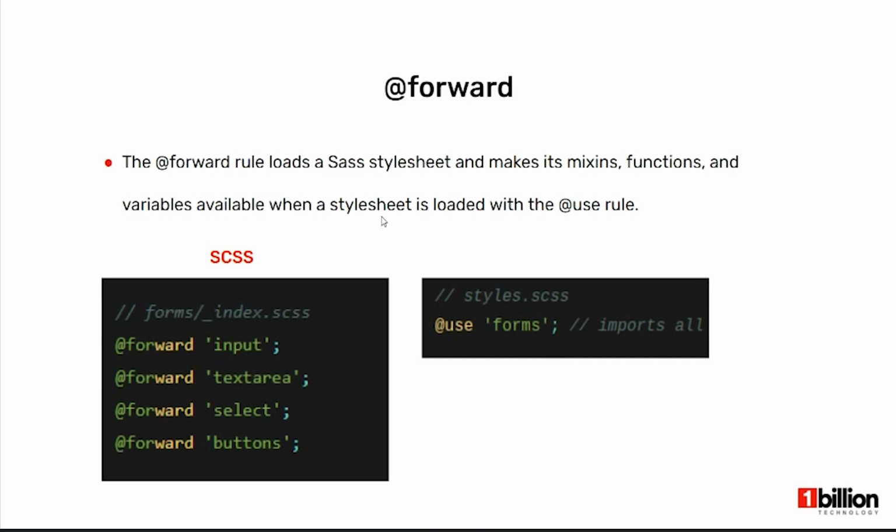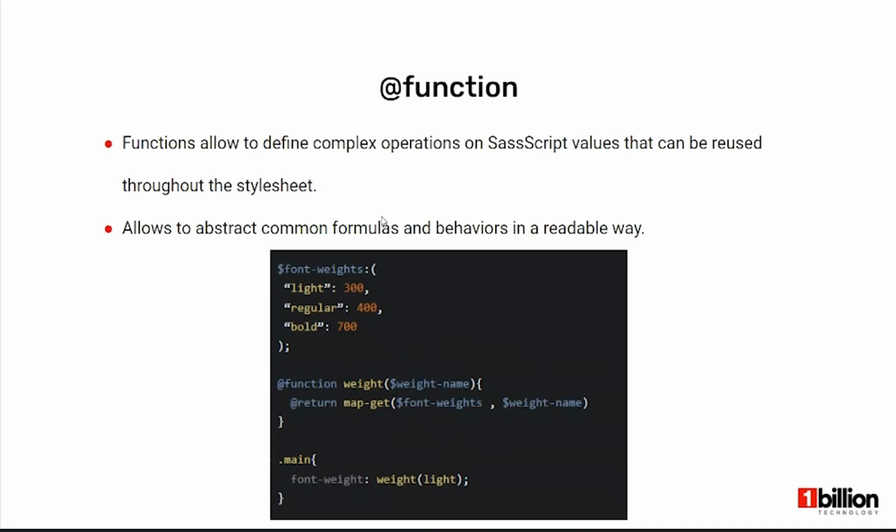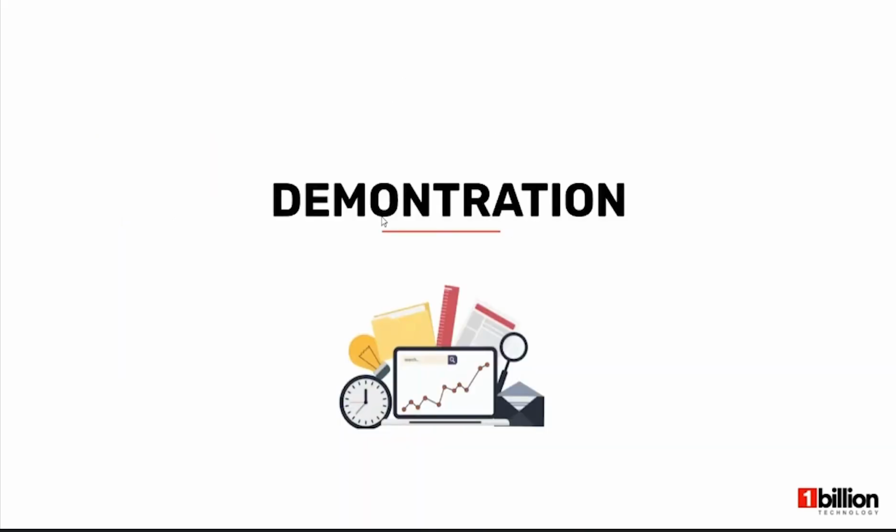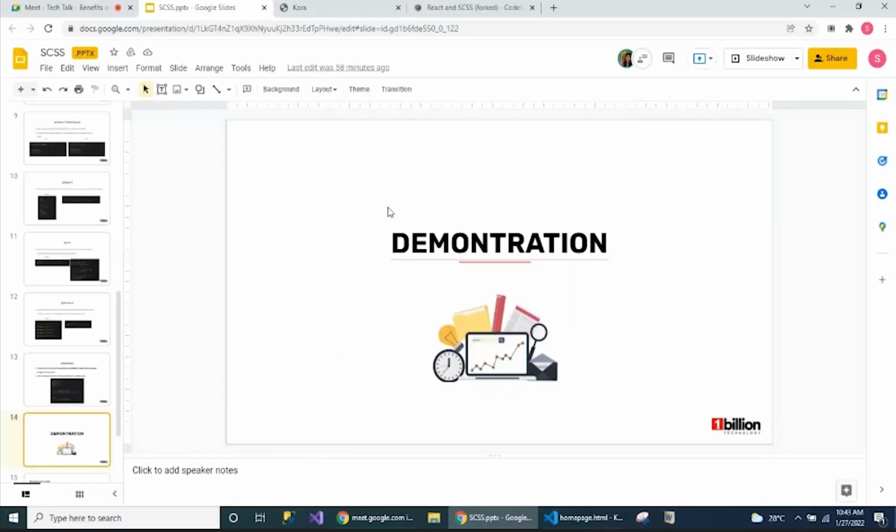So let's look at the functions. Functions allow us to define complex operations on SASS script values that can be reused throughout the style sheet and allow us to abstract common formulas and behaviors in a readable way. For example, as shown here, we can define the weight function, which returns the font weight when the weight type is given. Then next, Suba will do a demonstration to show the usage of these capabilities in SASS.